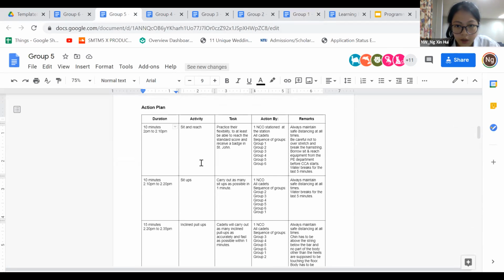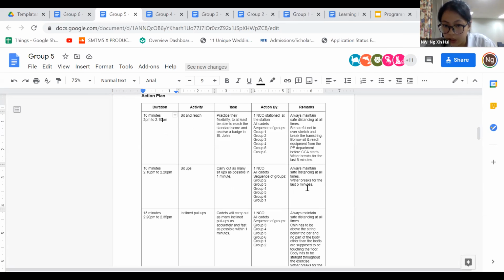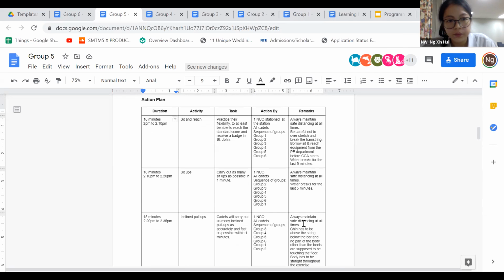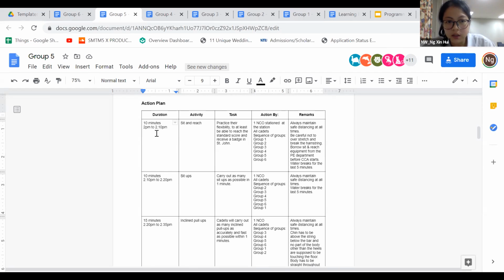The action plan for group 5, I like how specific it is and the remarks are really very clear. And there are water breaks and so on indicated. But one thing that I think can be improved on is how realistic the timings are. For example, you want to have sit and reach and your sit-ups to be conducted in 10 minutes. And under remarks, you state that you want water breaks to be conducted for the last 5 minutes. So that gives you about 5 minutes to conduct each activity. So maybe you can think back about whether it actually is realistic, and look at the number of cadets you have in each group. So maybe the timings can be increased to make it more realistic.